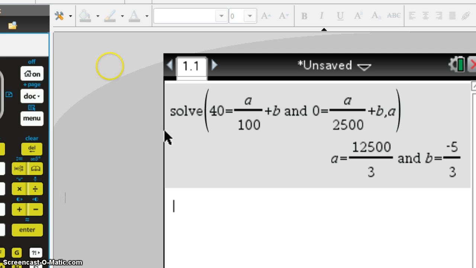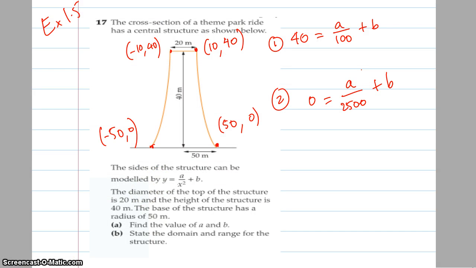When done on the CAS calculator, it ends up being these two numbers here. These are the exact answers. So 40 equals A over 100 plus B, then the other equation, comma A, and then you get those two answers. So hopefully that helps you with that question there.